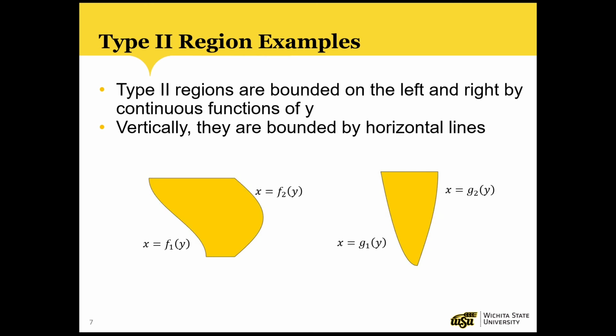Type 2 regions work similarly, except it's the left and right hand sides where we want our continuous curves. And we can see our pieces for the left and right boundary defined like this.